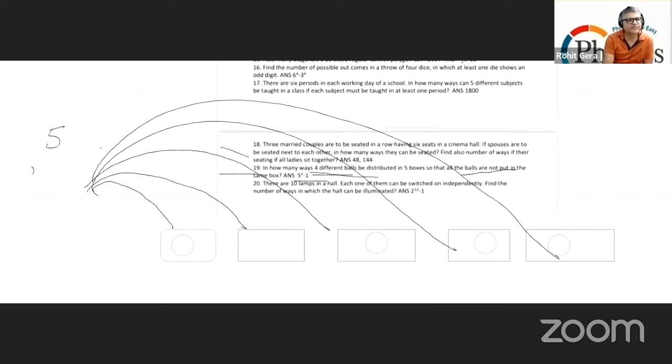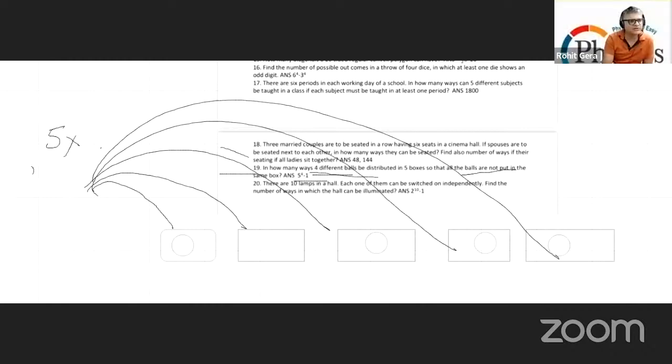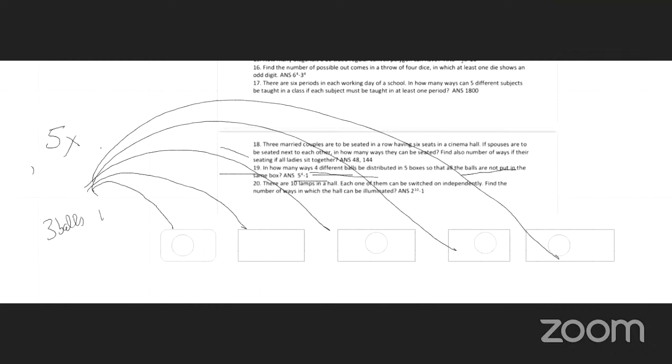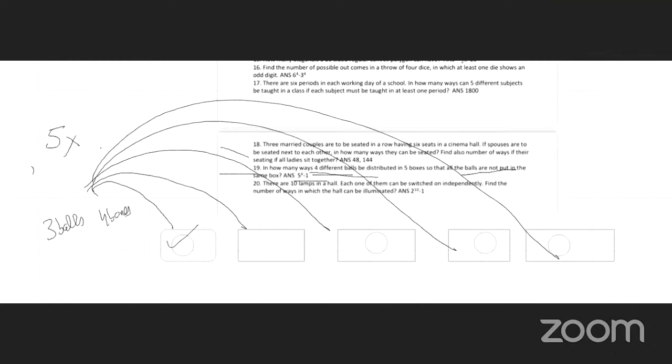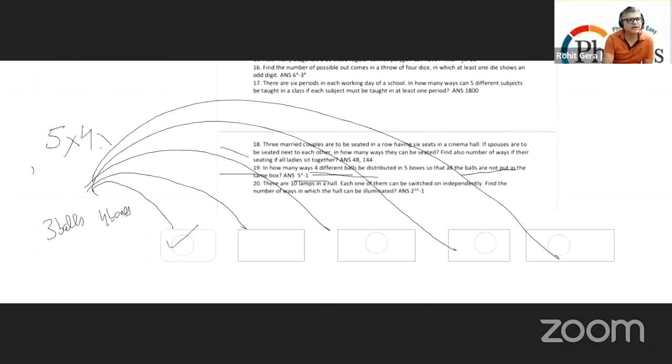Then one ball is gone. Sorry, three balls. Now I'm left with three balls, but four boxes, right? So one box is gone. And now I'm left with four boxes, three balls. So the next ball probably can be filled up in four ways. Okay. And then 3 and 2. All four balls gone.